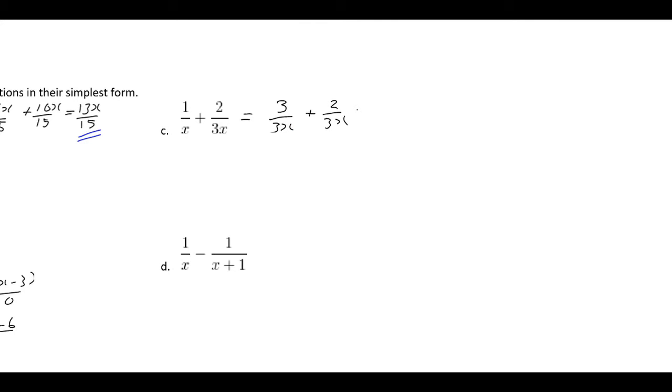Okay, bottoms are now the same. So 3 plus 2 is 5. 5 over 3x.